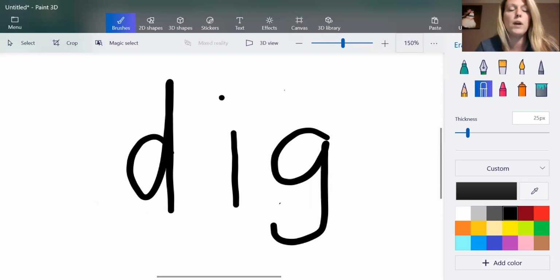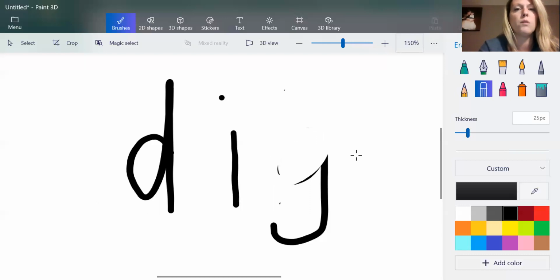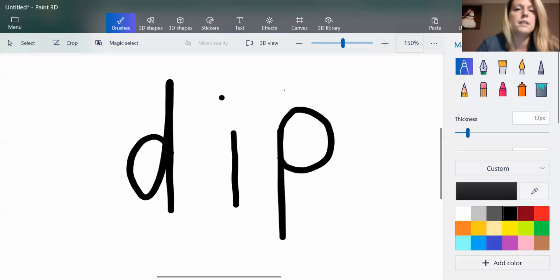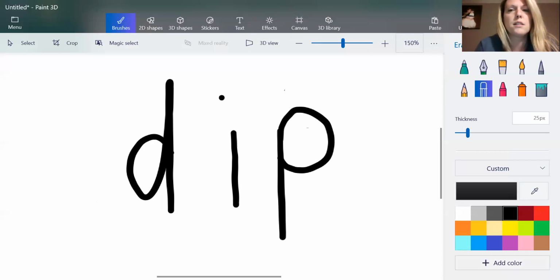I am going to change g to p, g to p, p, p. Now look at the word. What part am I taking away? My first sound or my last sound? Taking away g. Okay, I had dig. I'm going to change g to p. G is my final sound. So I had to take away g and change it to p. D, ip. D, ip. Dip.